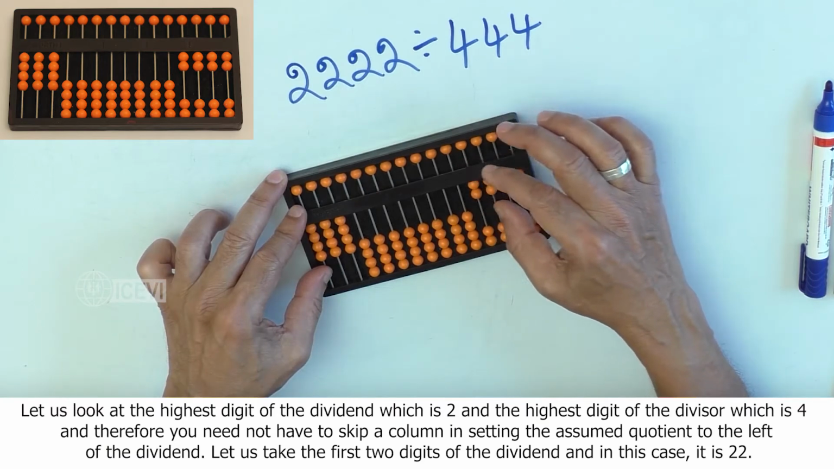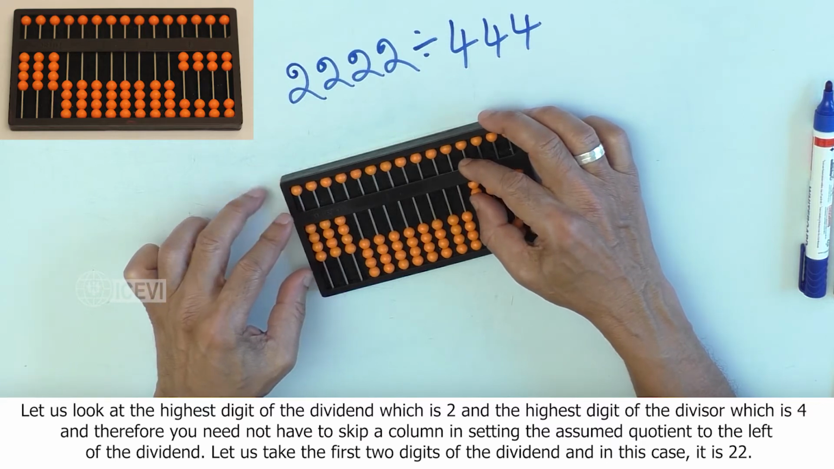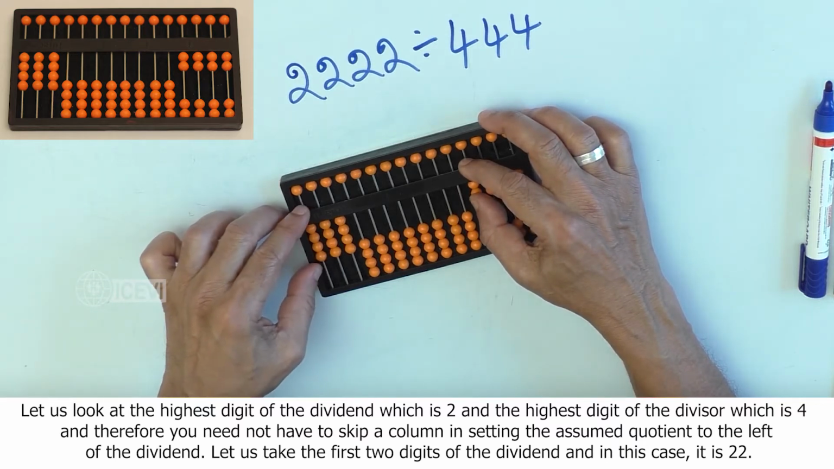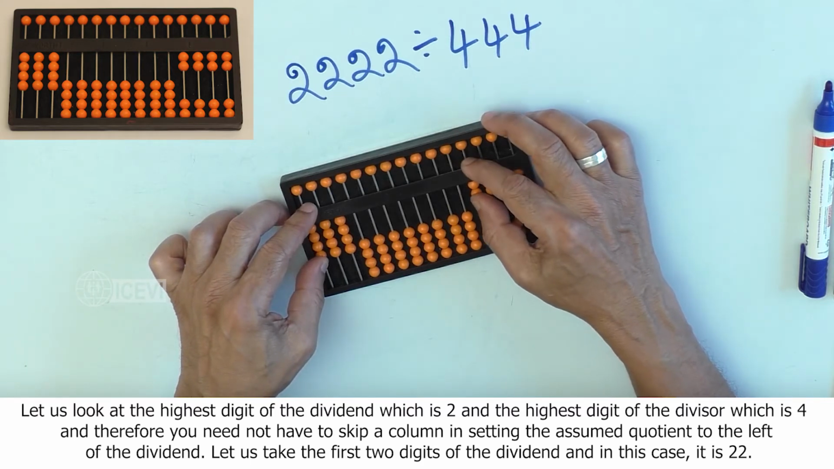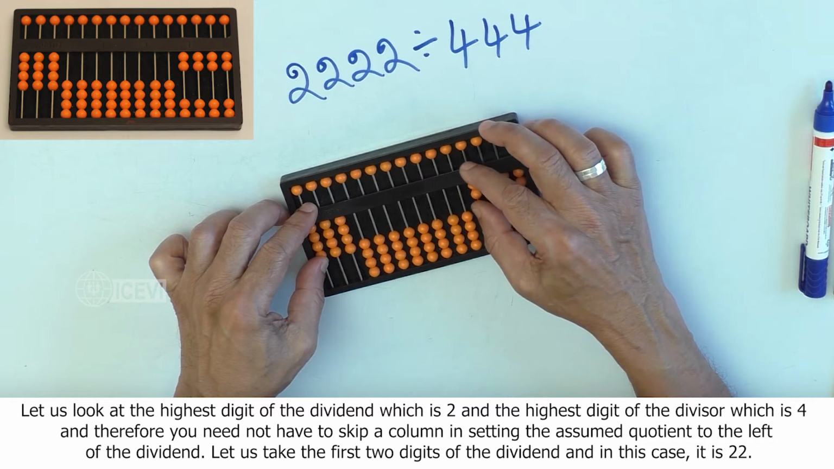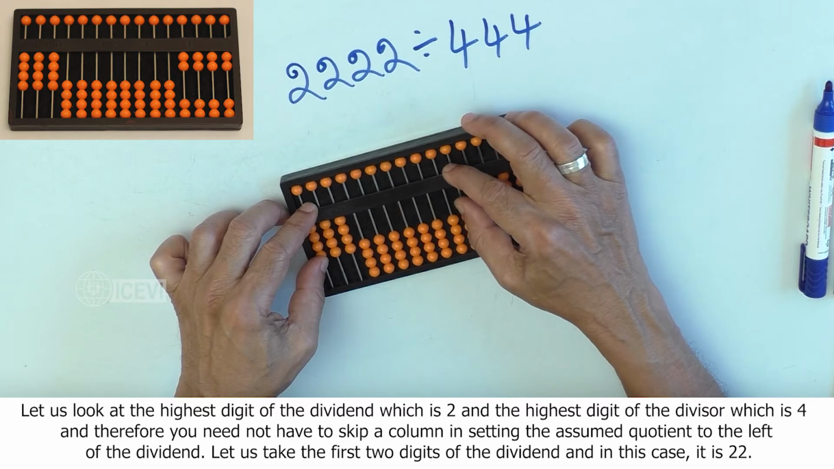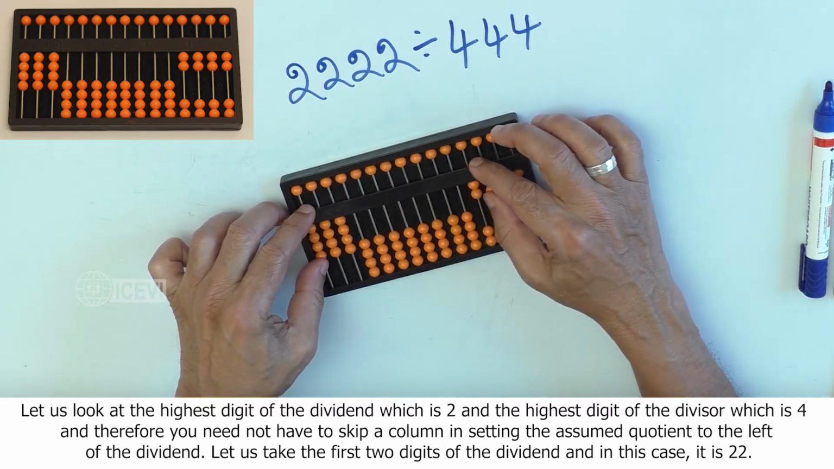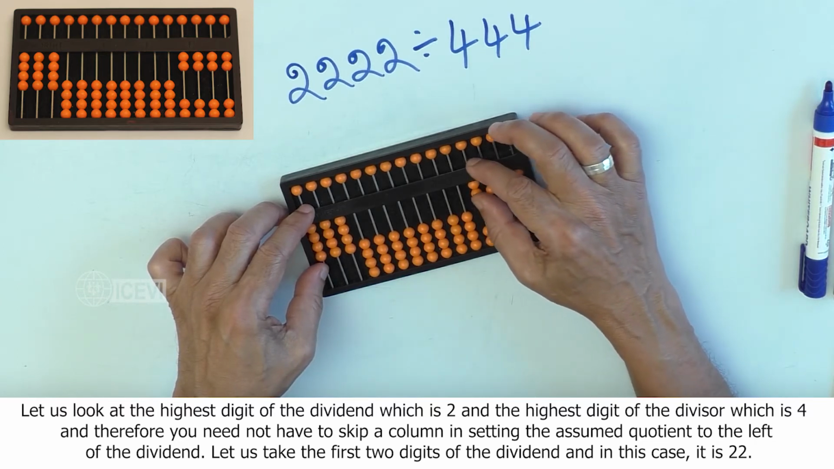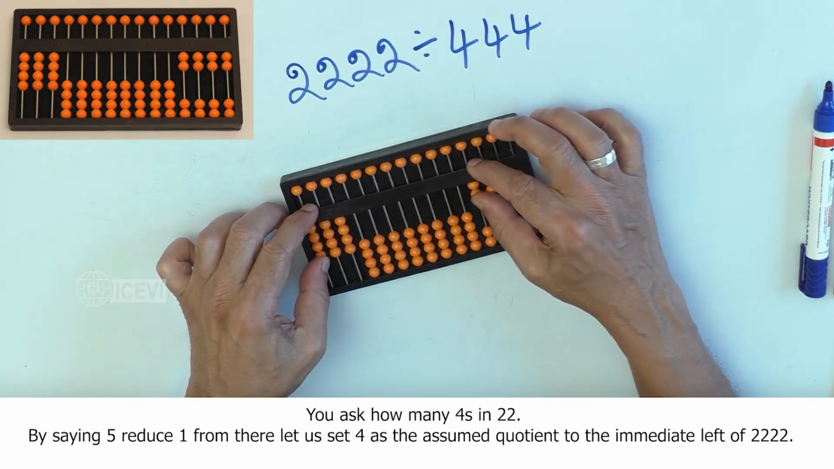Let us look at the highest digit of the dividend, which is 2, and the highest digit of the divisor, which is 4, and therefore you need not skip a column in setting the assumed quotient to the left of the dividend. Let us take the first 2 digits of the dividend, and in this case it is 22. You ask how many 4s in 22?